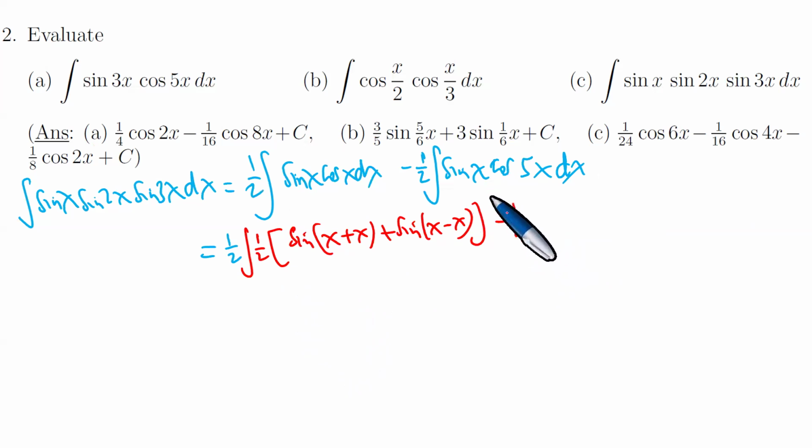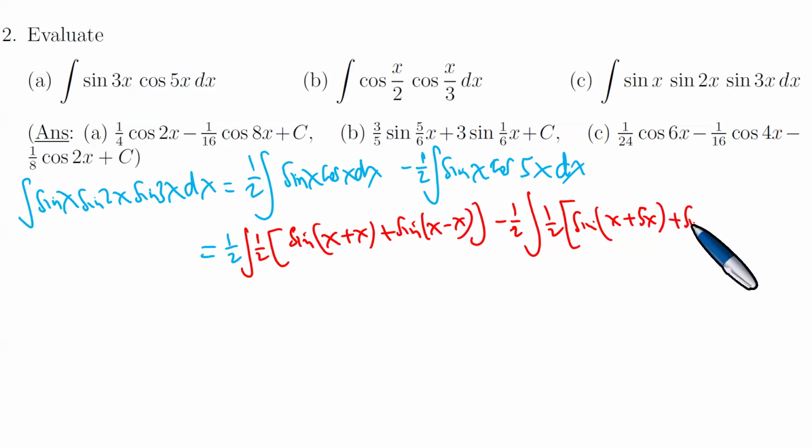And then you also come to this one here. This one is the same as the sine cosine. So what you do is you put 1/2. You write the sine, because it becomes sine whenever it's sine cosine, and then you add up the two angles. So it's going to be the sine of x plus 5x plus the sine of x minus 5x dx. Even here you put dx.